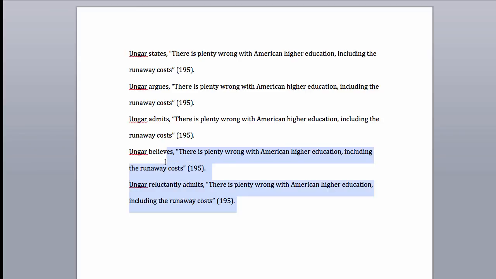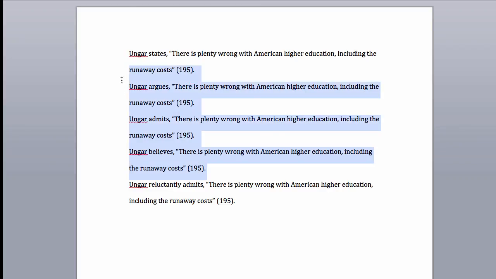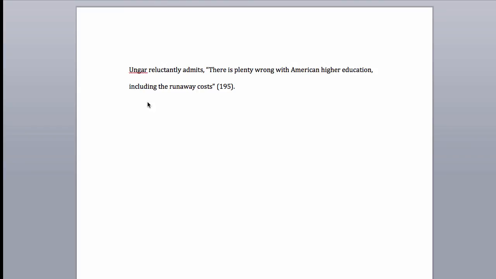Ultimately, at the end, you want to remember three things. You want to remember the attributive tag that introduces your quote, whether there is a name attached to it or not. You want to realize that the page number goes in the parenthesis. The parentheses go outside the quotation, and the period is outside the parenthesis.